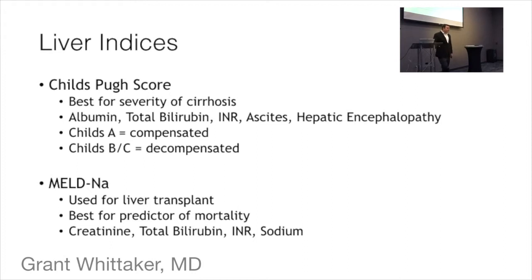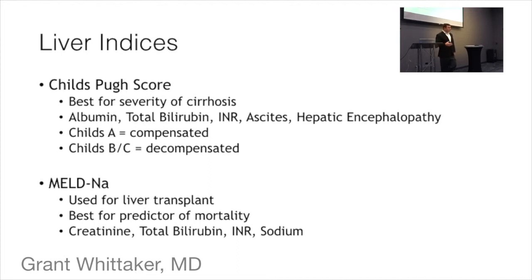It includes 5 factors, and you just plug them into one of these calculators: albumin, total bilirubin, INR, whether or not they have ascites, and whether or not they have hepatic encephalopathy. And it gives you a good idea how the patient's doing overall. But the downside of the Child-Pugh score is it's somewhat subjective. Grading ascites, they get 1 point for a little bit and 2 points for a lot. And who decides what's a little and what's a lot? Same thing with the hepatic encephalopathy. They're a little confused, or they're completely confused, and whether or not they need medicines to control it. So it is somewhat variable based on who's doing the score.